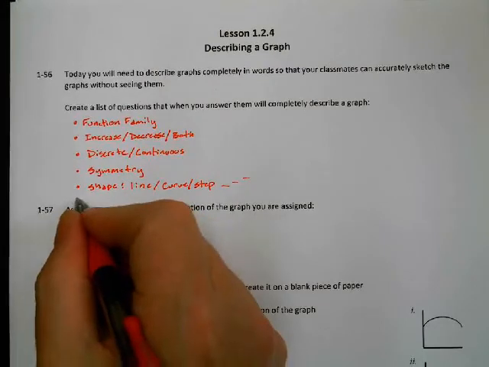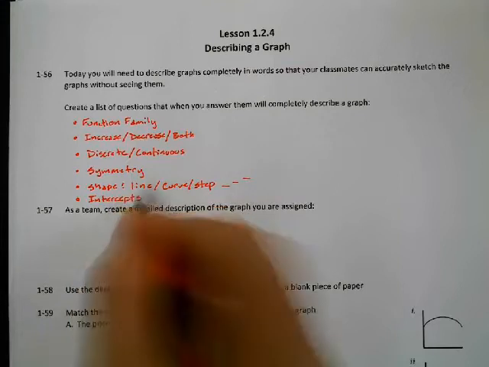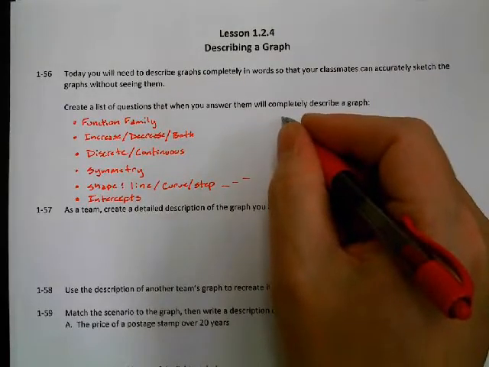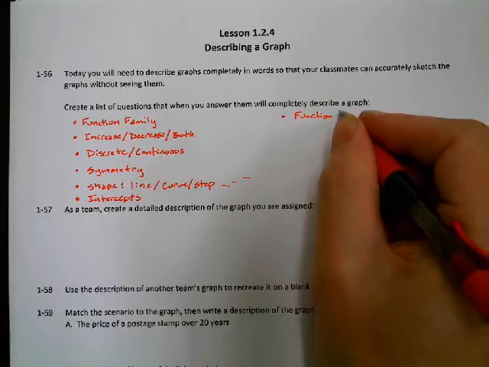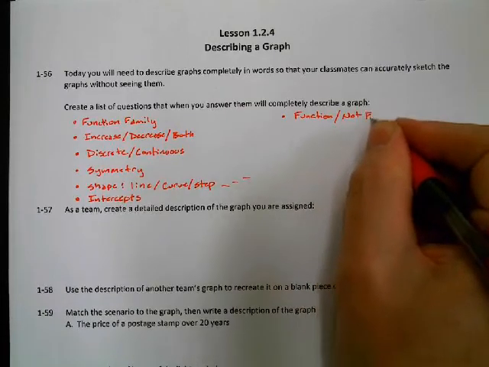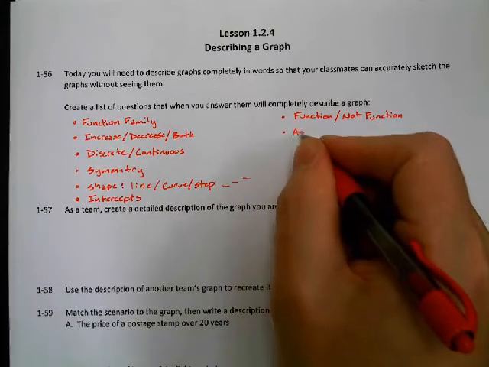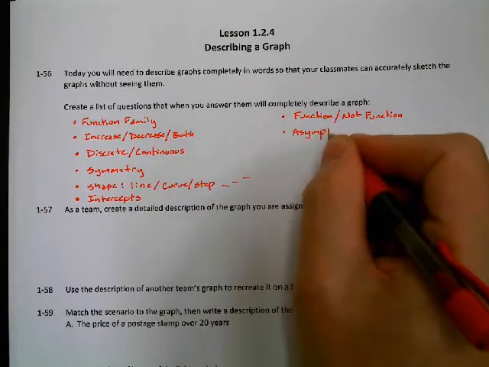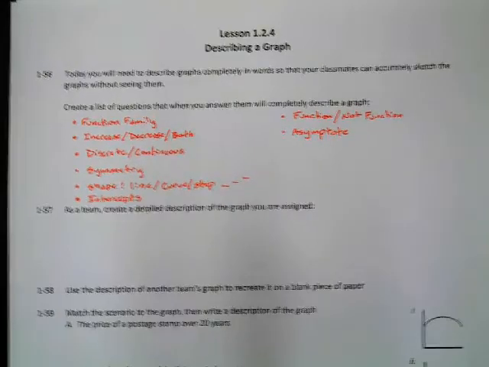We want to talk about the intercepts. Let's see, is that everything? We might also say, is it a function or is it not a function? And maybe if there are any asymptotes. Is there two S's with asymptote? I'm just going to go with one. So yeah, that's what we're going to look at.